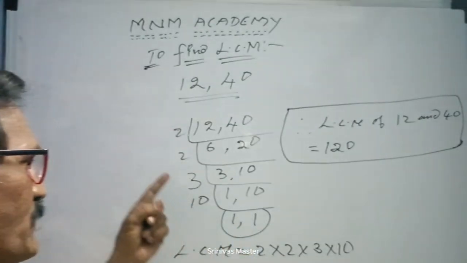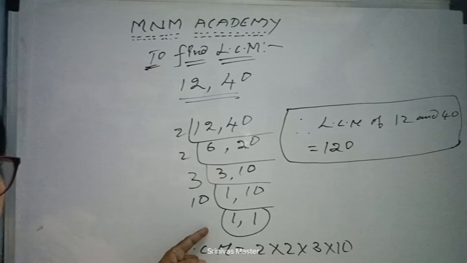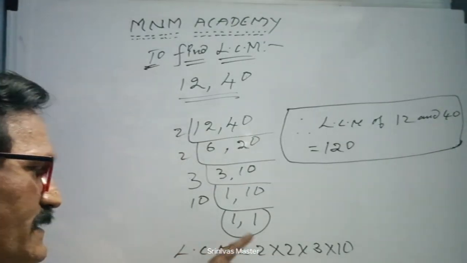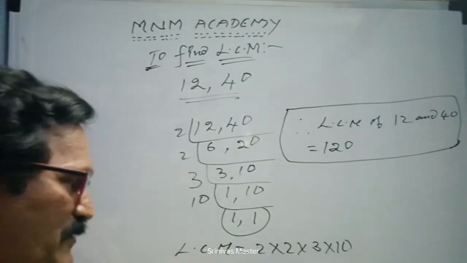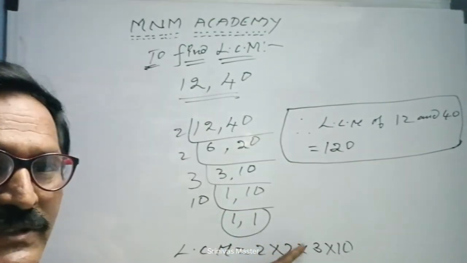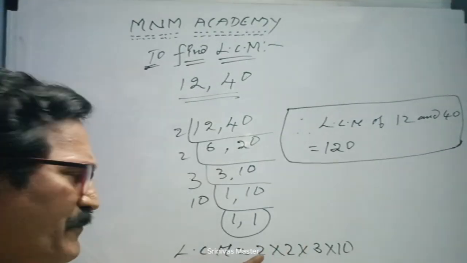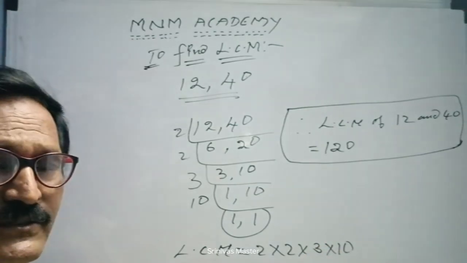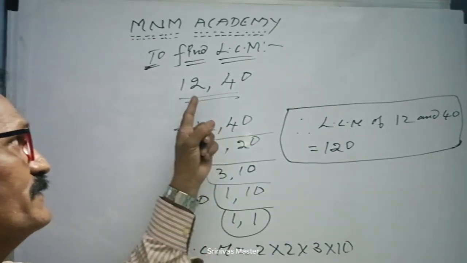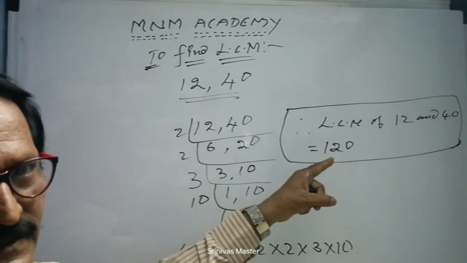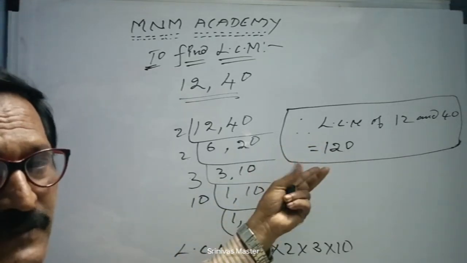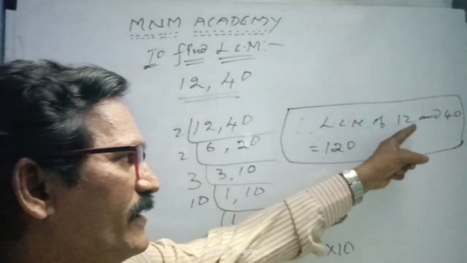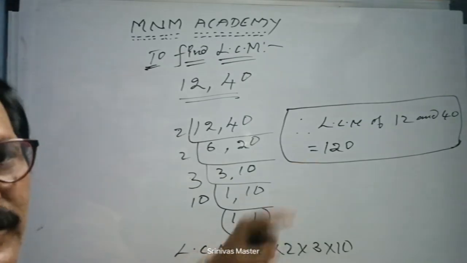Okay, so now you have to take all these divisors and you have to multiply. Then you can say that the LCM is the product of all these four divisor numbers: 2 into 2 into 3 into 10, just general multiplication only, you know very well. 2 2s are 4, 4 3s are 12, 12 10s are 120. So this is the result of this question. So we keep it in a highlight to identify the result. Therefore LCM of 12 and 40 will be 120.